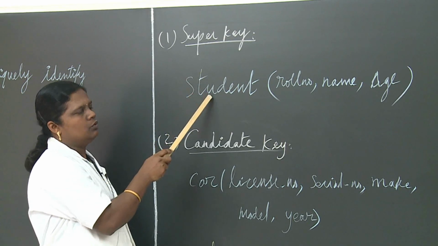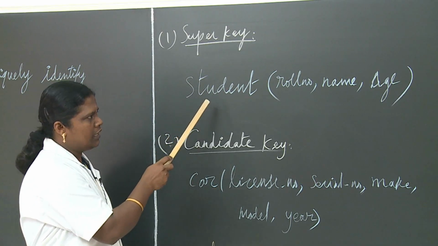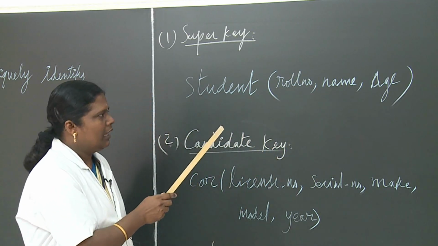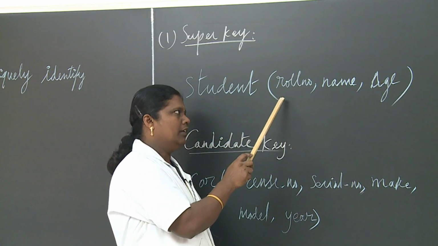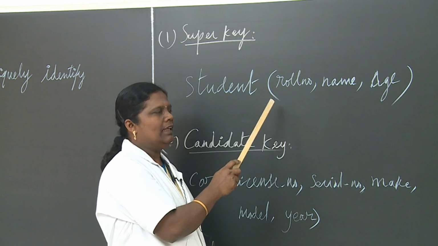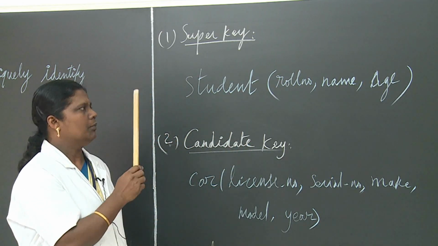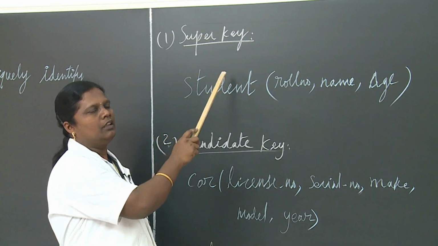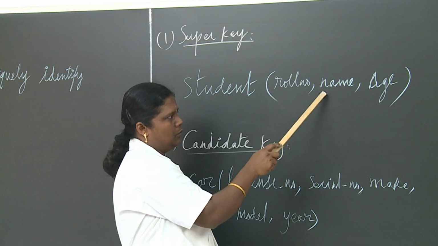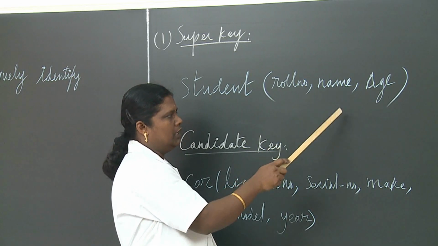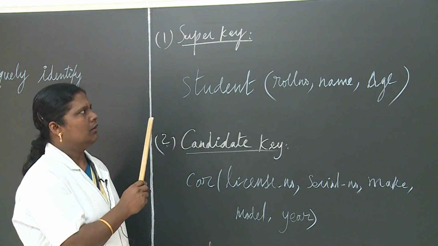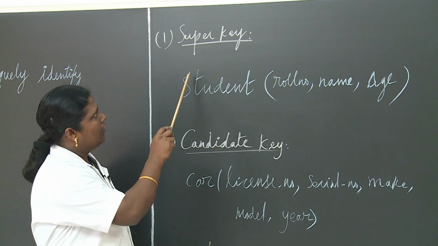For example, student is a relation here. It includes a number of attributes like roll number, name, age. These three can identify the records uniquely within the whole database. That is why it is known as a super key. We can differentiate the whole database data with the roll number, corresponding name, corresponding age. So these three are considered a super key, which is going to uniquely identify the data available in the database.